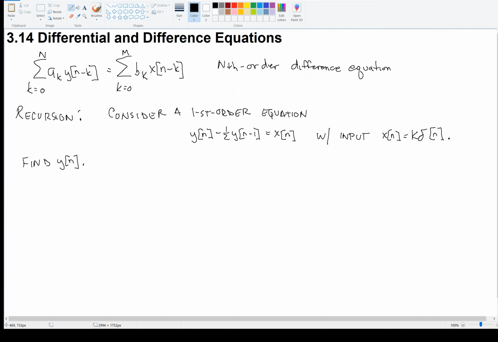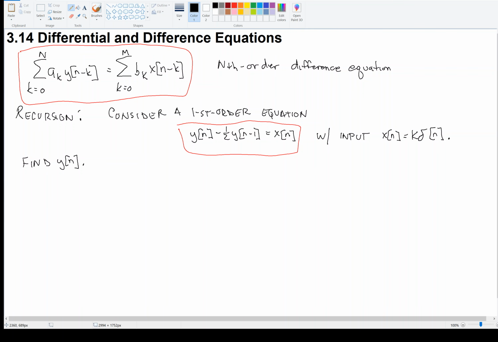Okay, so first of all, notice that this equation is in this form. We have n equal to 1, because we have y of n minus 1. So it looks like k goes from 0 to 1. This is the k equals 0 term, where there's no delay on y, and this is the k equals 1 term, where there's a delay of 1 unit. So that makes this negative 1/2, that makes a1. And there's a 1 in front of y, that's a0 equals 1. And then capital M is 0, there's no delay on x, and so that would make b0 a 1 here. So this is in this form. Okay.